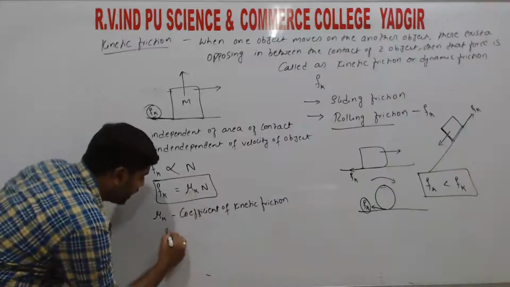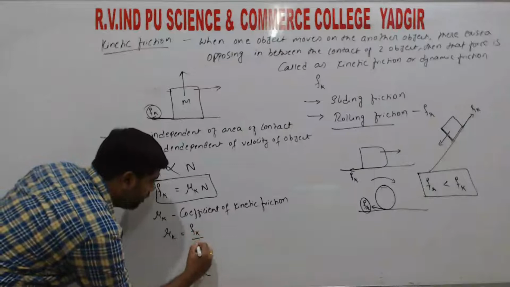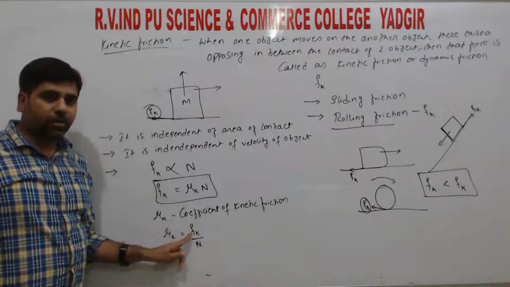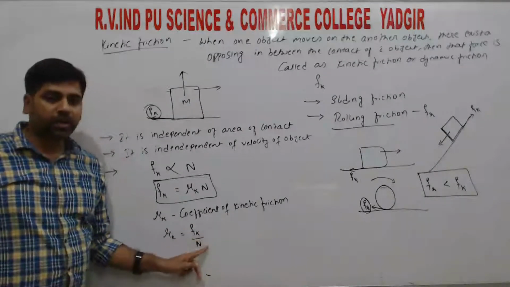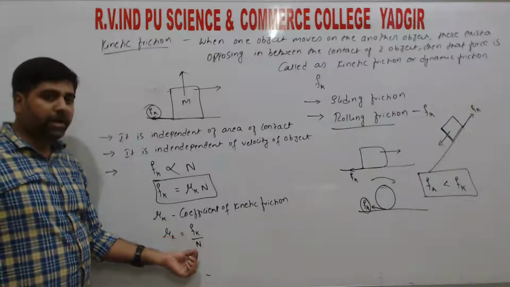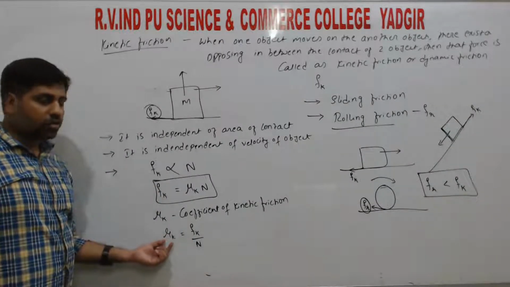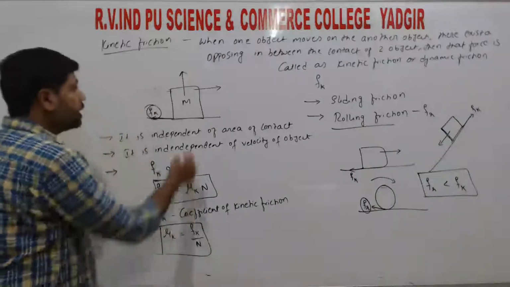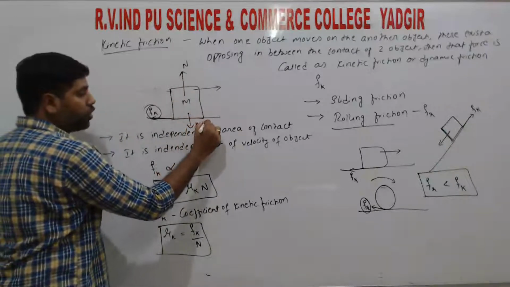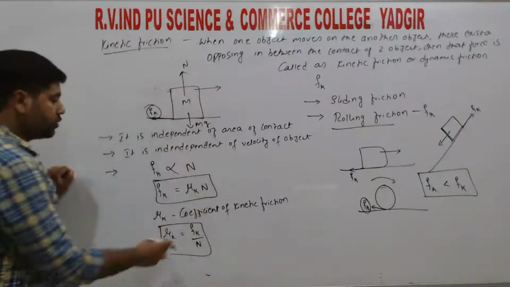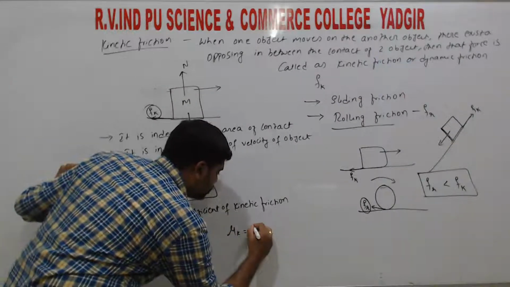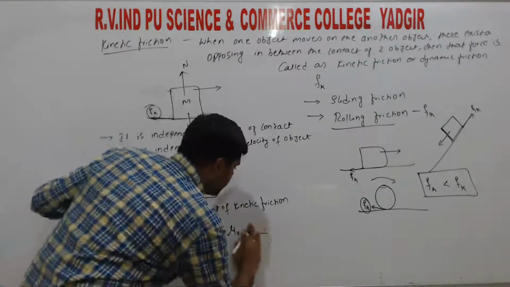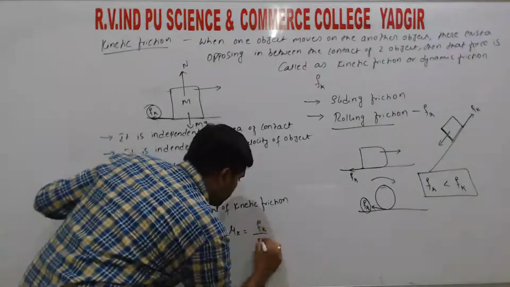So we define mu k equals Fk divided by N, where N is also a force, and kinetic friction is also a force. Force has unit Newton, Newton divided by Newton cancels. So mu k equals Fk by N. Mu s is also a unitless quantity, right? Again, the normal force equals the weight of the object, that is N equals mg. So we can write mu k equals Fk divided by mg.